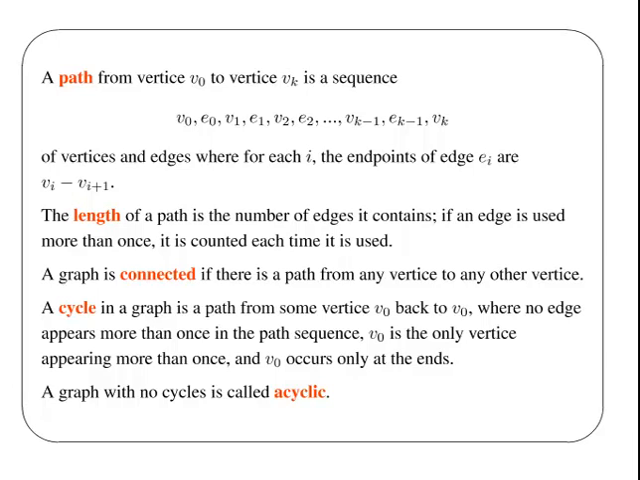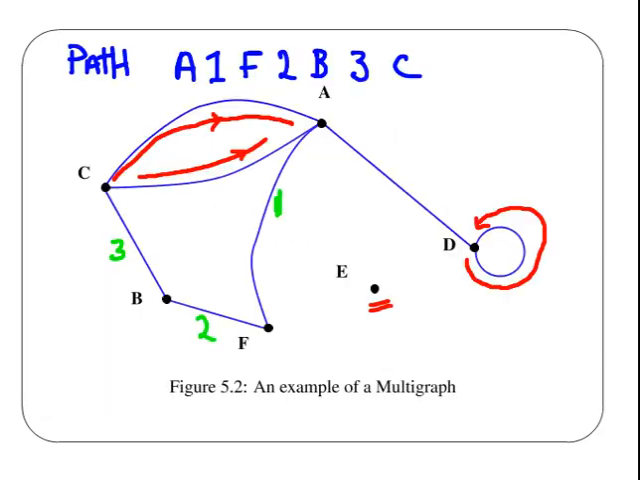The length of a path is the number of edges it contains. If an edge is used more than once, it is counted each time it is used. Now, this actually gets a bit more complicated as we go, but we'll just take a very simplistic approach here for the time being. Later on, there'll be more things to consider. Now, what is the length of the path I've just described? Well, we use this edge, this edge, and this edge. So the length is 3.